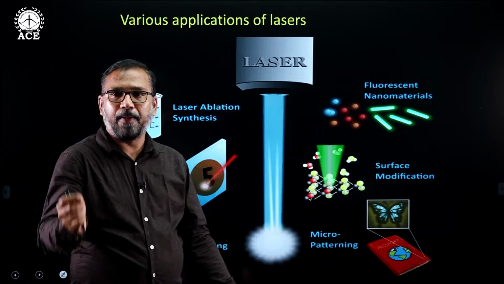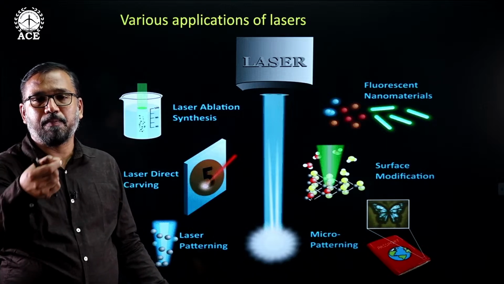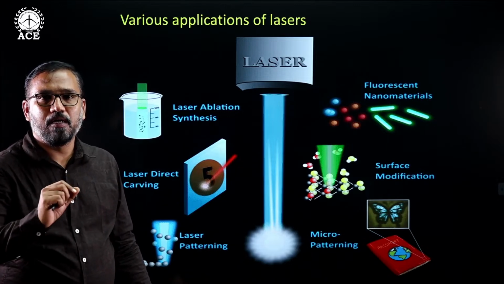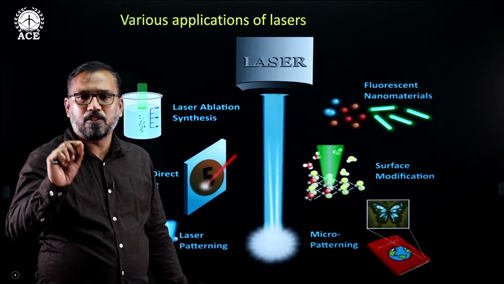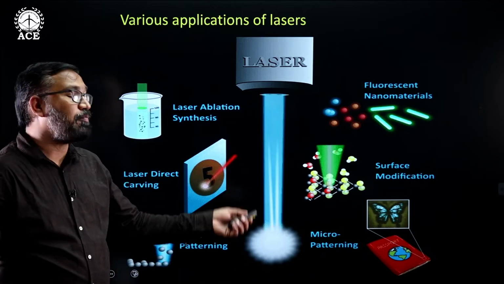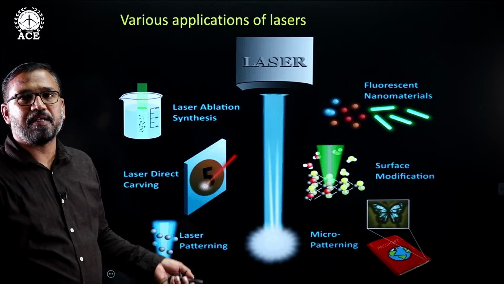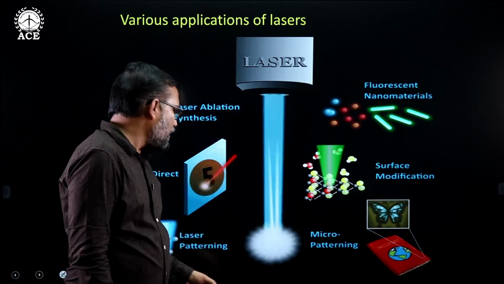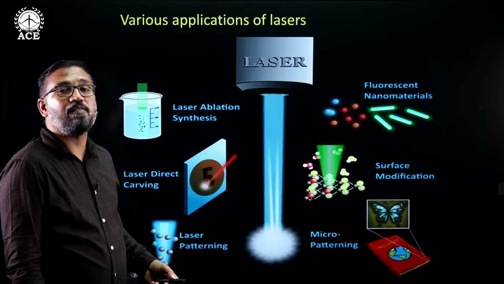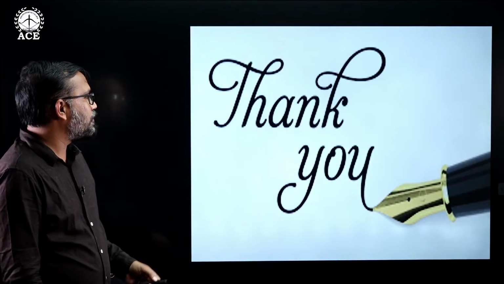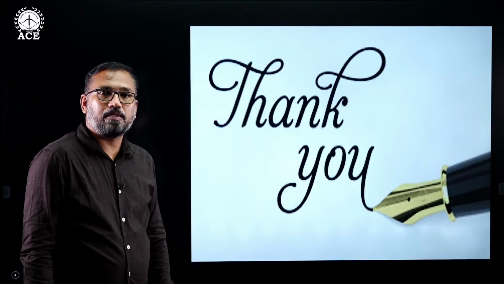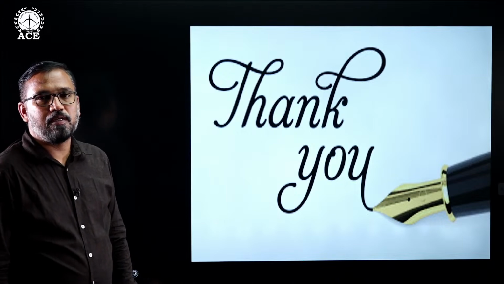Micro patterning. We can see some labels or patterns on objects or on notebooks. That patterning can be done at a micro scale, meaning a smaller size that we can't see easily. Smaller micro patterning can be done with the help of lasers. So these are the various applications of laser in various fields. I think everyone understood.